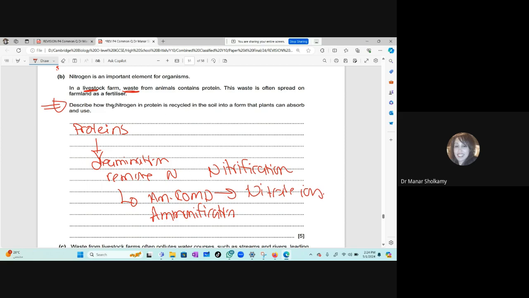Okay, I want to look at the mark scheme because I want to show you that all these words, especially the words deamination and ammonification and nitrification, those are the keywords.